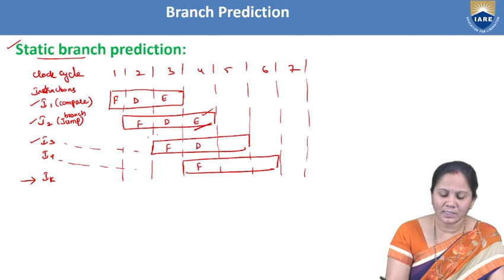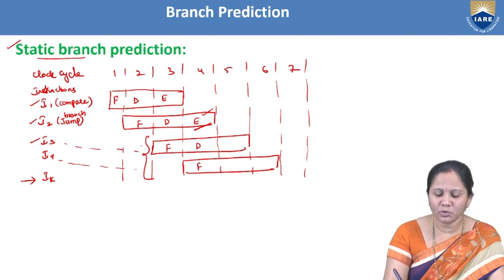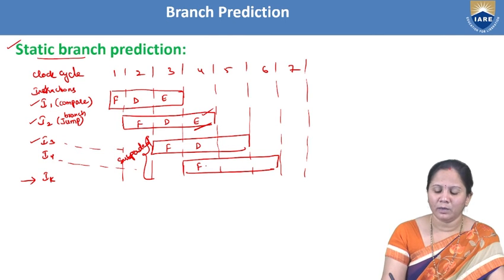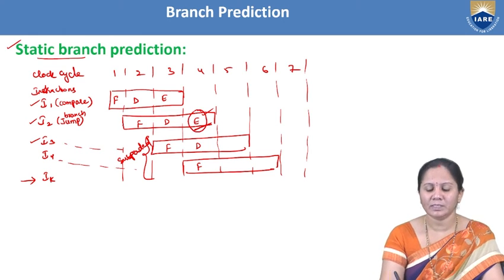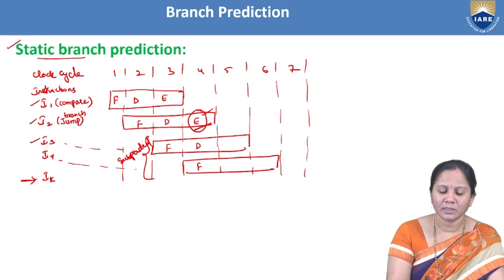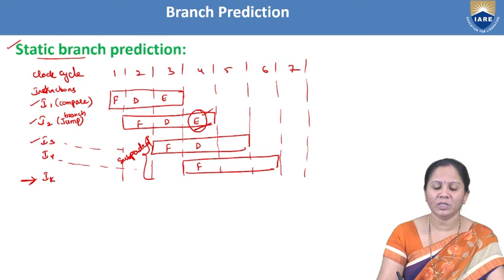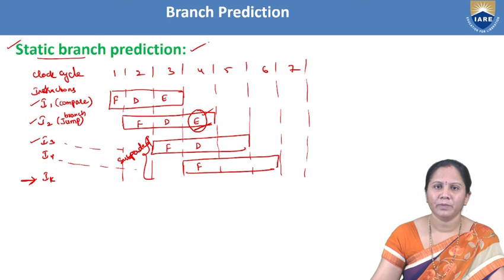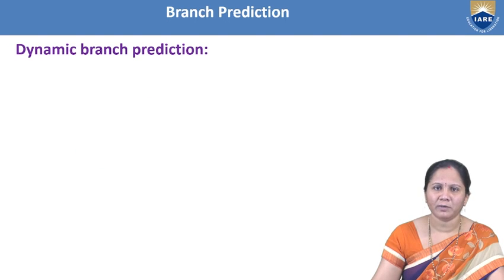So in these cases, these two instructions will be suspended. Even though they are not required, they are fetched and decoded, and I4 also is fetched. Only when I2 comes into the execution position will the processor know that the branch has to occur. In such cases, these two instructions have to be suspended, so it is a waste of time. That is why static branch prediction is not preferred, but dynamic branch prediction is preferred.